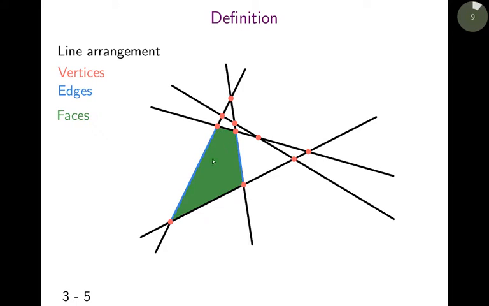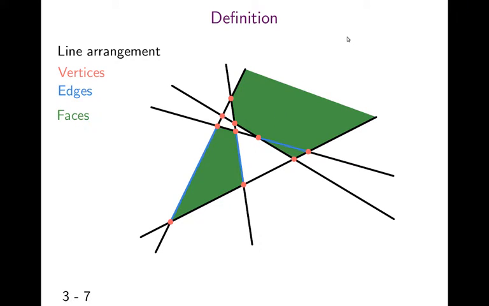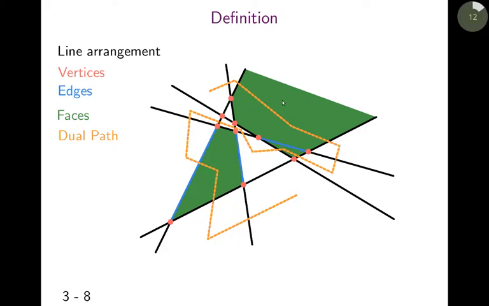And faces would be regions bounded by edges, but also unbounded regions, so infinite regions, also called faces. Here's another face, and this would be an unbounded face, so it would go here to infinity. And so we also have a dual graph, and we care about long paths in the dual graph. The dual graph is defined by all the faces, and two faces are adjacent if they share an edge. And this would be here a pretty long path in the dual arrangement.